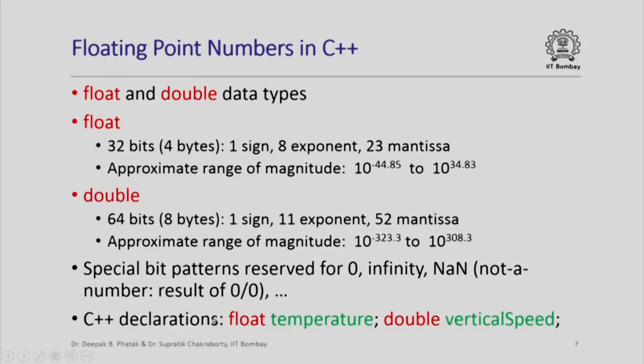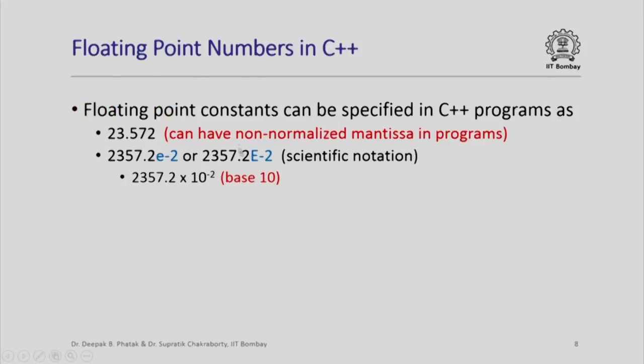How do you declare variables in C++? You put this data type keyword float, then you give the name of the variable, or you put the data type keyword double and then you give the name of the variable. How do you represent floating point constants in C++ programs? We can represent them the usual way, and in a C++ program, it is not necessary for you to write the mantissa in the normalized form. When the computer stores it internally, it will store it in its normalized form.